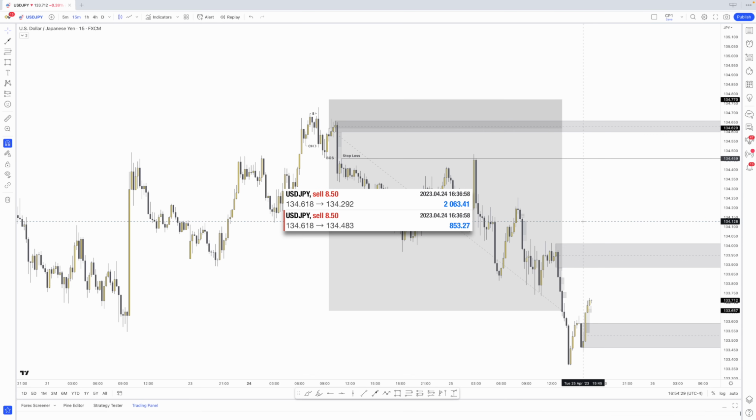Some profit is better than no profit, so this is still a winning trade for me, and I'm very happy with how it played out overall.